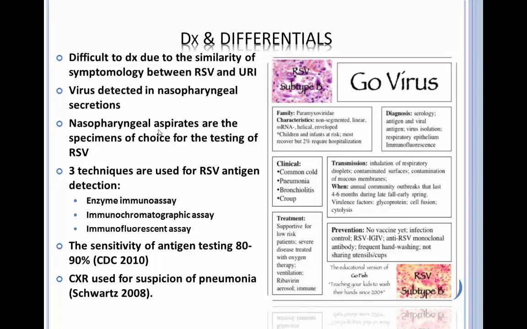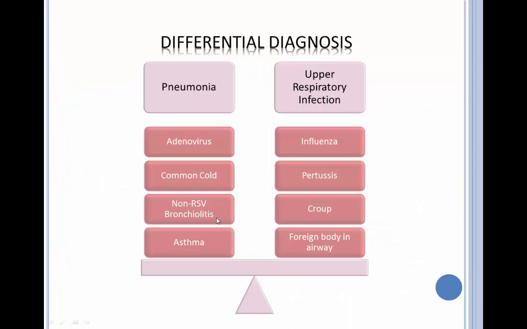You could do an RSV rapid antigen test on nasal swab. Laboratory can give you leukocytosis as well. You could do an immunoassay or immunofluorescence. These are the differential diagnoses that I more or less explained.